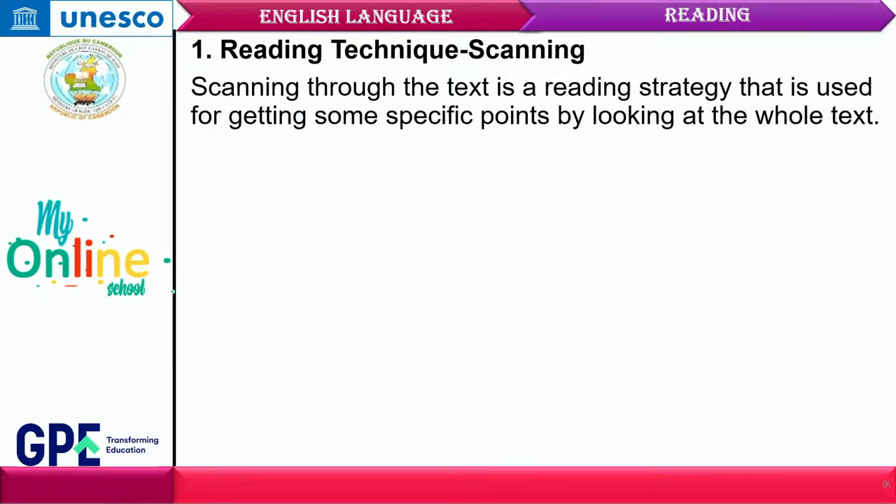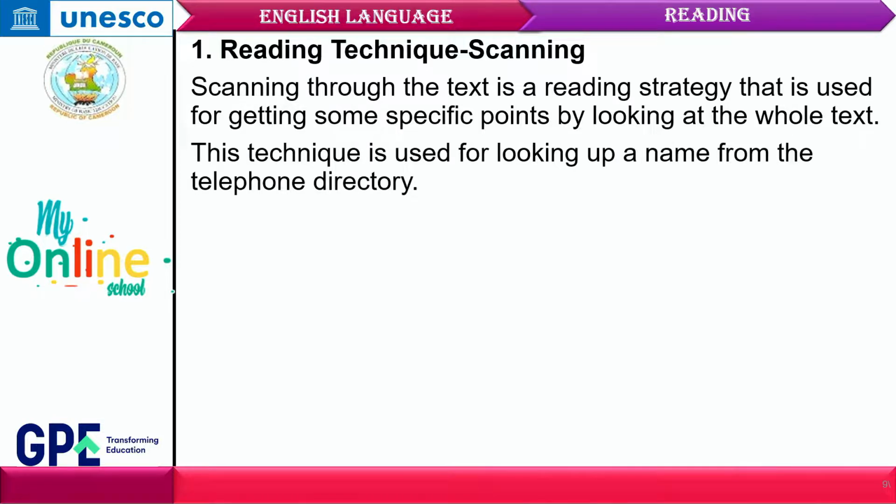Scanning through the text is a reading strategy that is used for getting some specific points by looking at the whole text. You look through it, you scan. It means you go through it without paying attention to details. You want to get the general idea that is in the text. This technique is used for looking up a name from the telephone directory. For example, if you want to have the telephone number of a company in your locality, you can go through the telephone directory quickly looking for that particular one. Your focus is just on one thing that you are looking for.